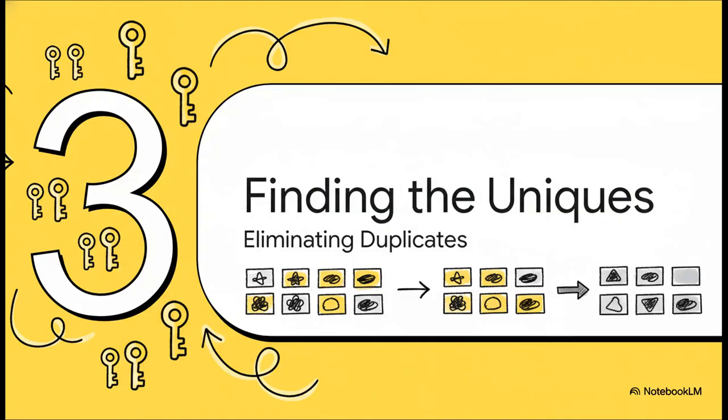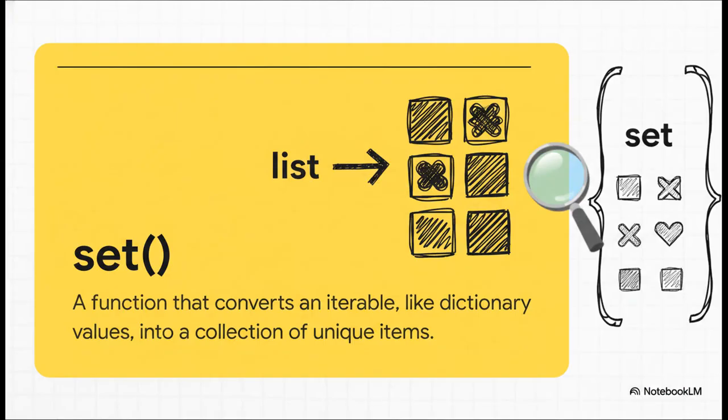Okay, time for our final puzzle. And this is a big one you see all the time in data cleanup. What happens when your dictionary has the same value tied to different keys, but you only want a list of the unique values? The hero of this story is another awesome Python built-in, the set function. I like to think of a set as being like a bouncer at an exclusive club. It has one simple rule: no duplicates allowed. You give it a list with repeats, and it just kicks them out, leaving you with a perfectly clean collection of unique items.